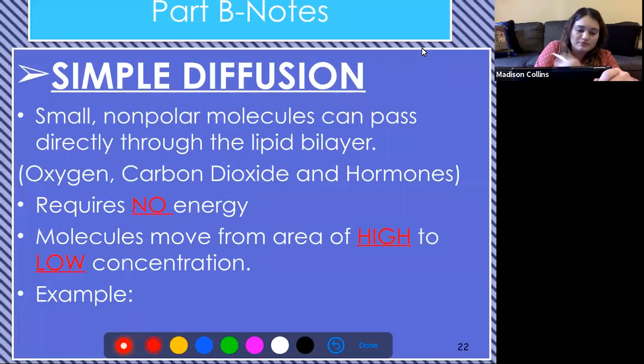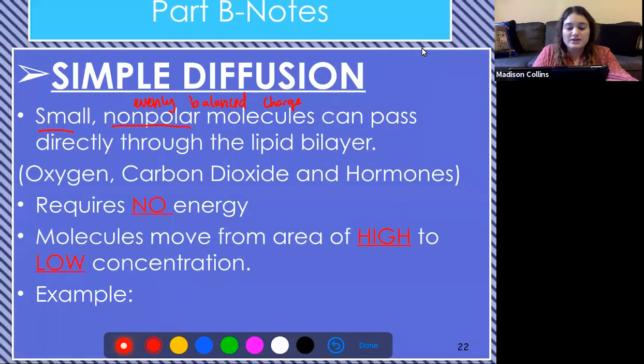So because they're small and because they're nonpolar, which means their charge is pretty evenly balanced, so it's a pretty stable molecule. So evenly balanced charge. Those molecules can easily pass through the lipid bilayer. They don't need any extra help. They're small enough they can just go through undetected. They easily slip in between those phospholipids. Some examples of molecules that are able to do this are oxygen, carbon dioxide, and hormones. They are small and nonpolar enough that they can just easily fit through in between those lipid bilayers.